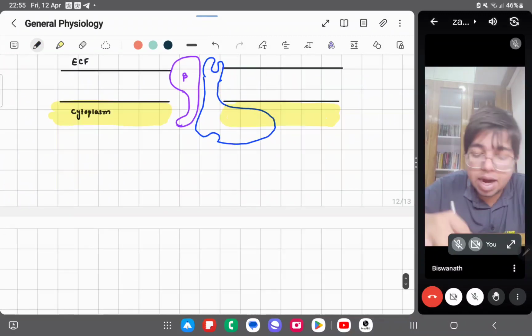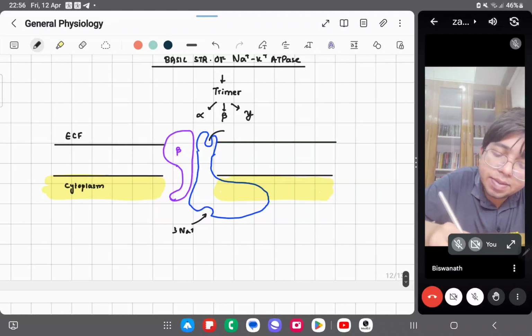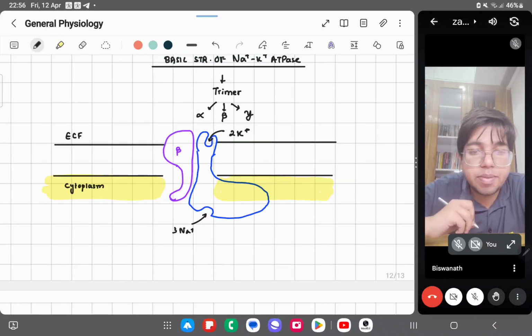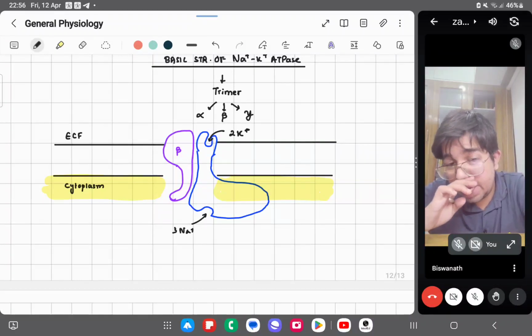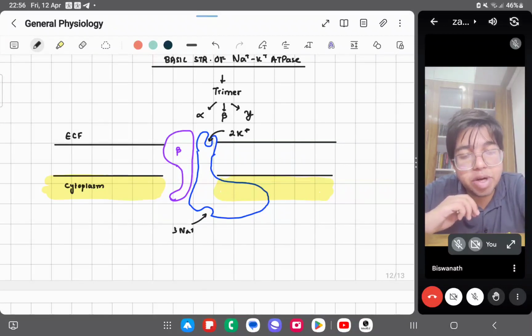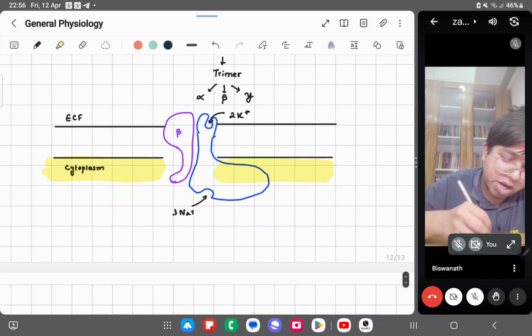So in this cleft will be the binding of 3 sodium, and in this part we'll have the binding of 2 potassium, right? 3 sodium and 2 potassium. Understood? So this is the basic thing about the alpha subunit and beta subunit. This is the ECF and the basic structure. This is alpha. You can mark this.